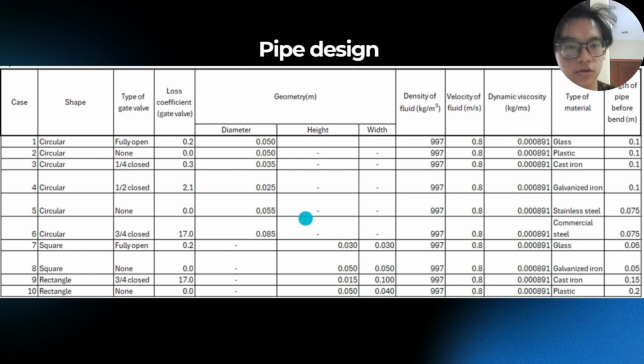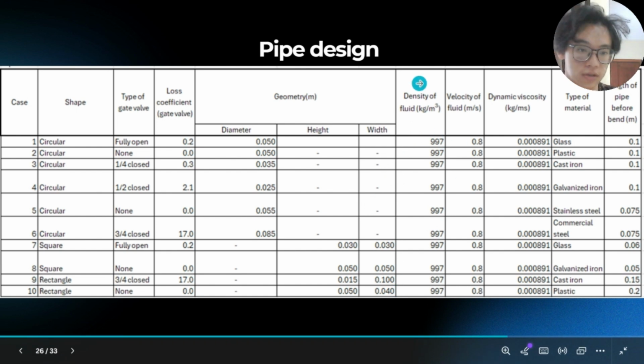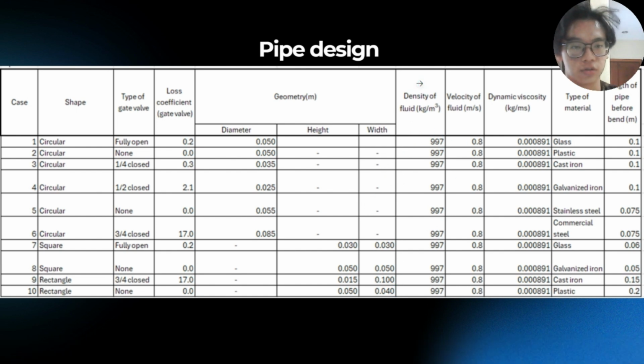Next, for density and velocity of fluid, we make it constant for all cases. Same goes for dynamic viscosity. Alright, for the type of material, we have 6 types, which are glass, plastic, cast iron, galvanized iron, stainless steel, and commercial steel. In fluid mechanics textbooks, we can find the different surface roughness for each type of material. Therefore, we decided to use these 6 types of material.